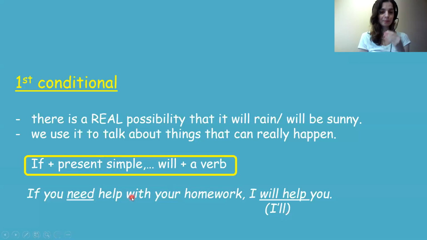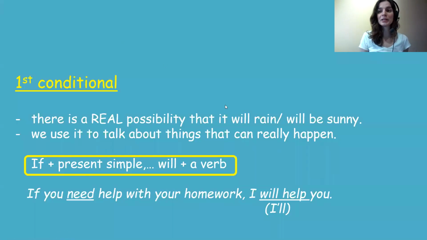Again, there is a real possibility, for example, if your child is doing his or her homework, that he or she might need help, right? So in that case, if you see him or her doing his or her homework, you can just say, "Well, if you need help with your homework later on, I will help you." So it's a real possibility that he or she will need my help. In that case, we can use this first conditional.